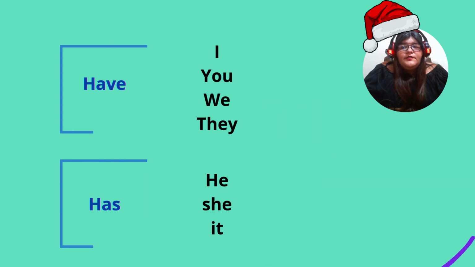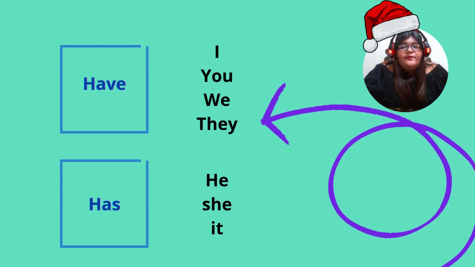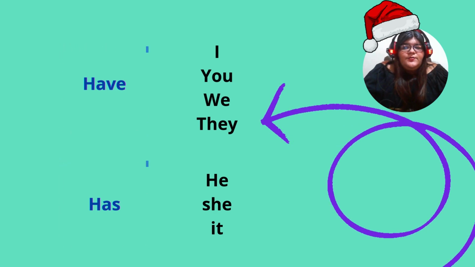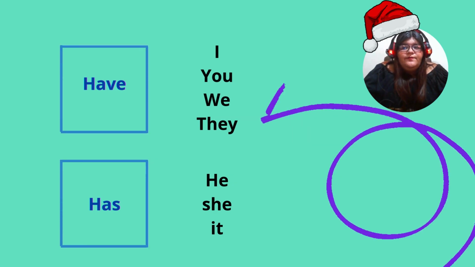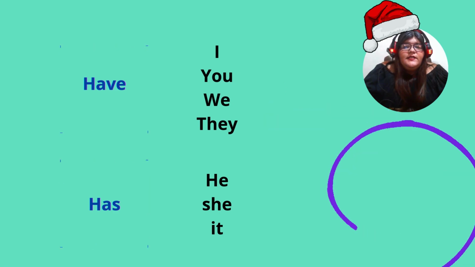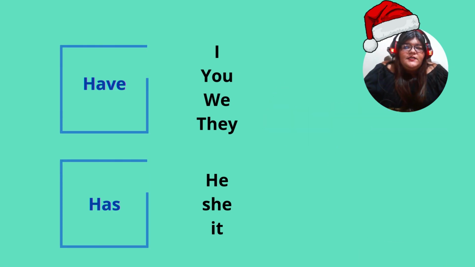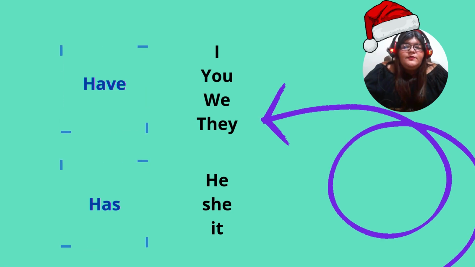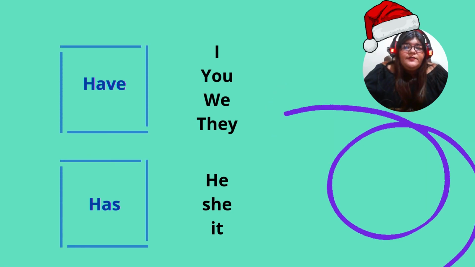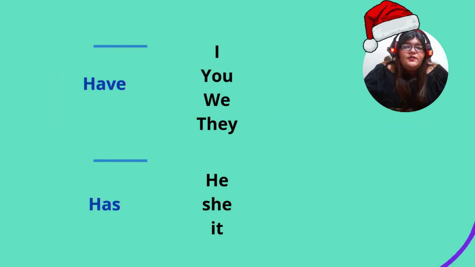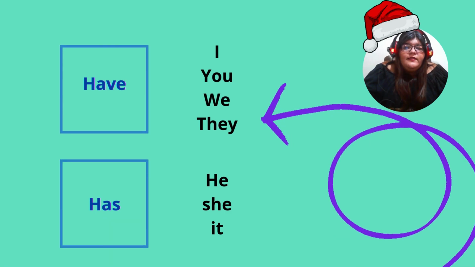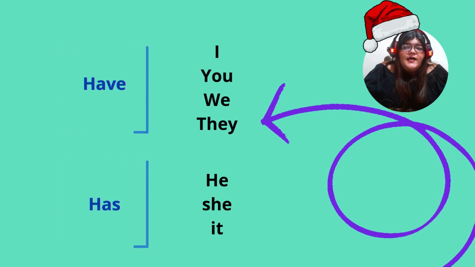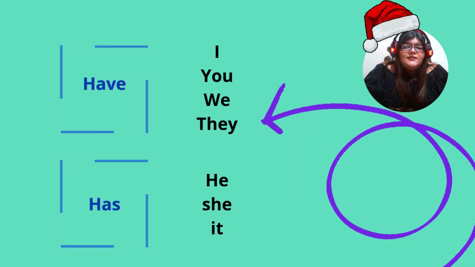For example, if you see here, we have and has. Immediately when you see have or has and after a verb, you'll know that it's the present perfect, right? And keep in mind that we will use the auxiliary verb have with the subject pronouns I, you, we, and they. And we will use has with he, she, and it.